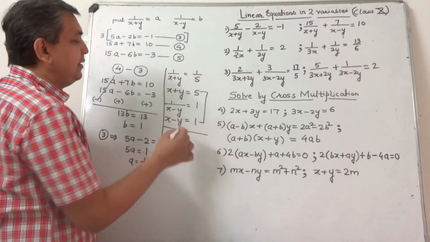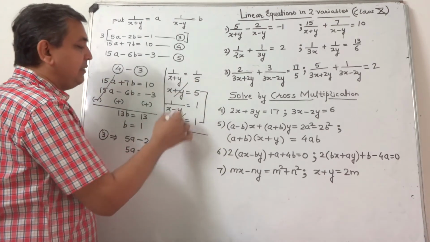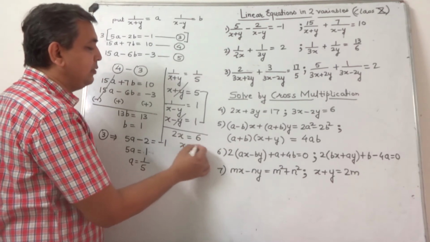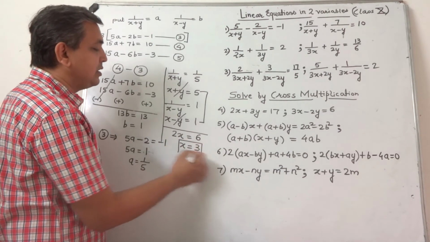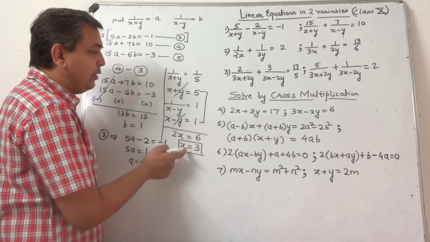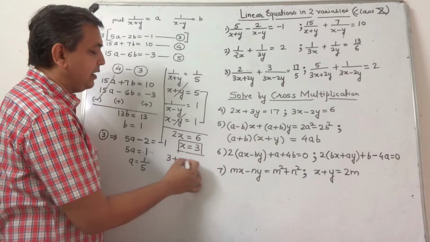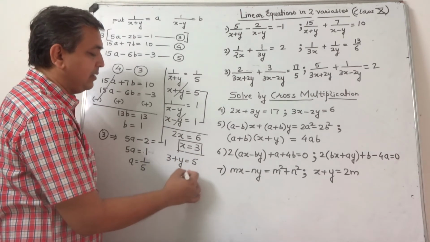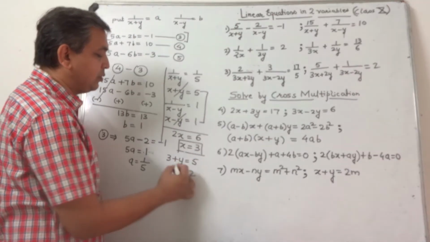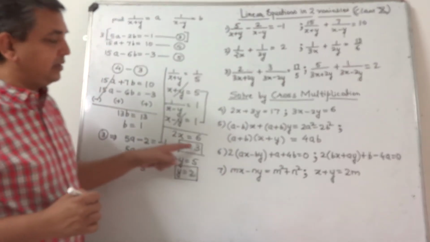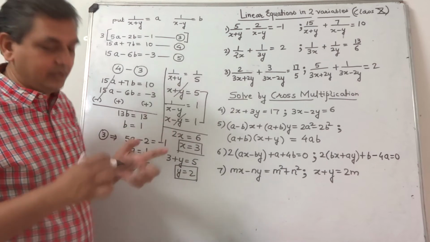These two plus y minus y will get cancelled and we get 2x equal to 6, that gives x equal to 3. This is our solution, and we put this value of x in this equation, so we can write 3 plus y equal to 5, or y becomes 5 minus 3, that is 2. So solution x, y is 3, 2. This is the first sum.